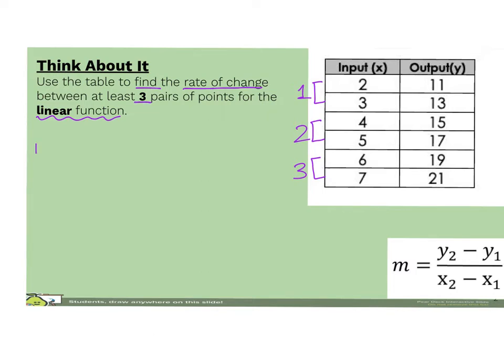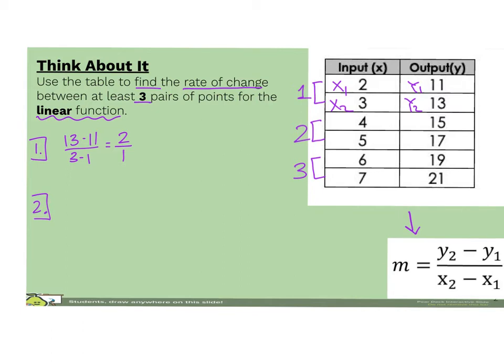So for my first slope, the formula is down here if you don't remember it. So again, x's are over here. Y's are over here. So y2 minus y1 is going to be 13 minus 11. And then x2 minus x1 is going to be 3 minus 2. So my first slope is 2 over 1. I'm going to do that 2 more times and see what happens.